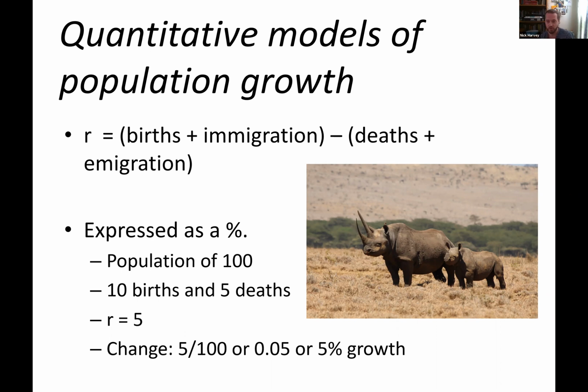So if we have a population of 100 black rhinos, say, over a particular time period, we see 10 births and 5 deaths, but there's no immigration or emigration because they live on a fenced reserve, then R is 5, and then this is expressed as a percentage. So R is 5 in a population of 100, so we have a 5% growth of our population. This is often done annually, but it can be done over whatever time period you want, as long as you're clear about the time period you're working with.